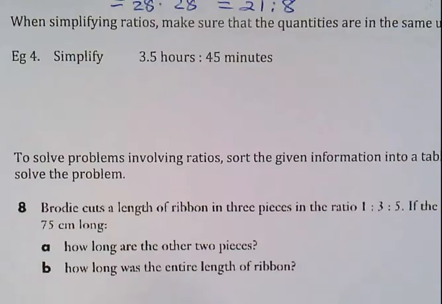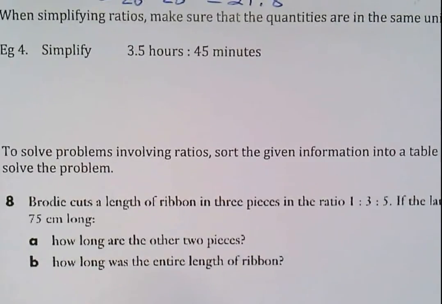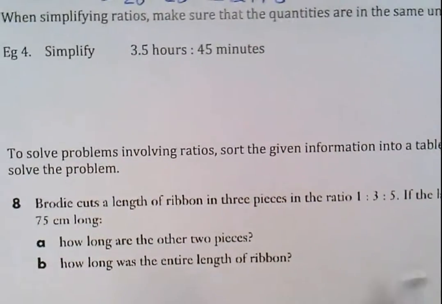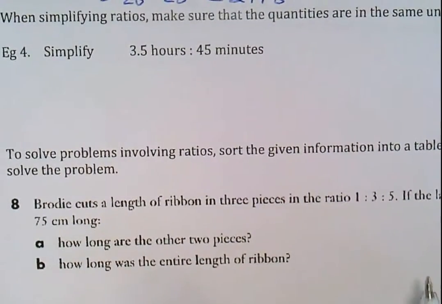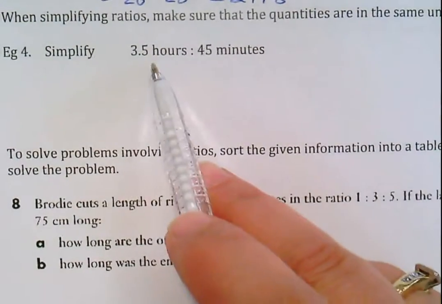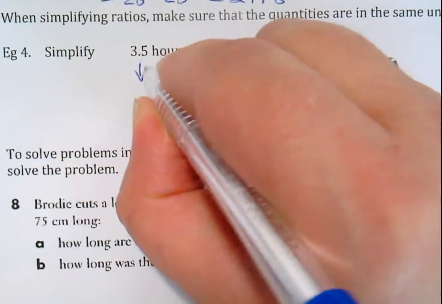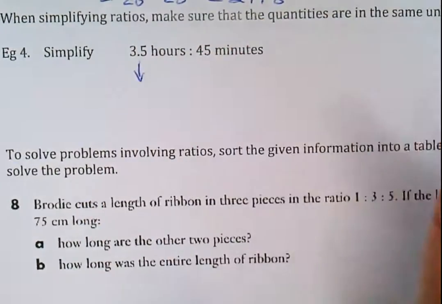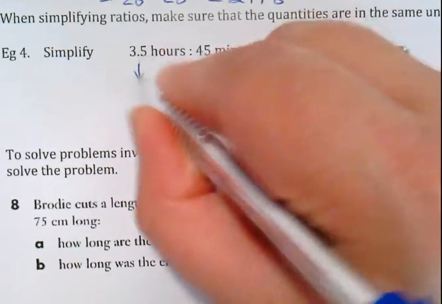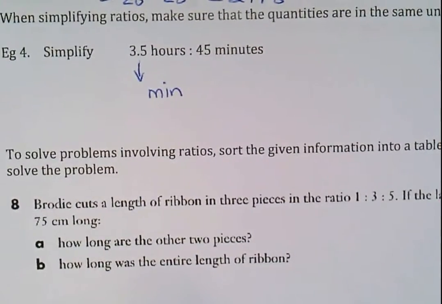Yes. Simplifying ratios, make sure that the quantities are in the same units. So 3.5 hours is to 45 minutes. What sort of units do you think you want to put them in? I wouldn't be going fractions. Always make the bigger quantity into smaller. So 3.5 hours is how many minutes? Times it by what? Yes, 60. Girls, you just times this by 60 to write it in minutes. Remember? 60 minutes in an hour.